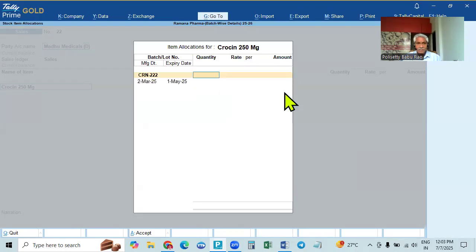Now, all the manufacturing dates and expiry dates will automatically be taken, because when you give them in the purchase, it will take them in the sales. Just like the rate and rate of tax, we give in the purchases, so automatically it will take in the sales also. The batch number, any goods, GST, HSN code, everything you give in the purchases, it will take automatically in sales also.